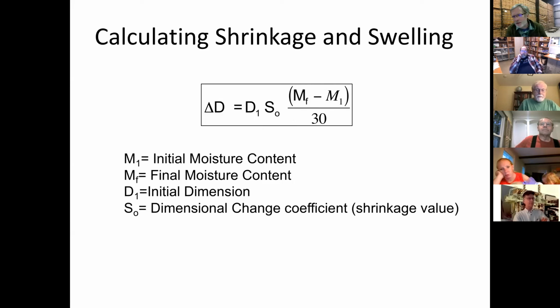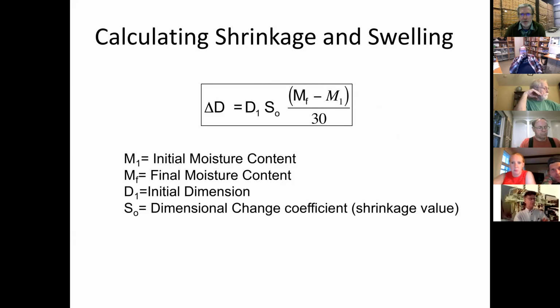30 is the fiber saturation point for most North American hardwoods, somewhere between 28 and 30. A wood cell, notice I said a wood cell, does not shrink until it drops below 30% moisture content. That is not a block of wood. That is not an average moisture content. That is the moisture content of an individual wood cell. We call that the fiber saturation point on the oven dry basis. So that's why we have this little moisture content portion of the calculation.